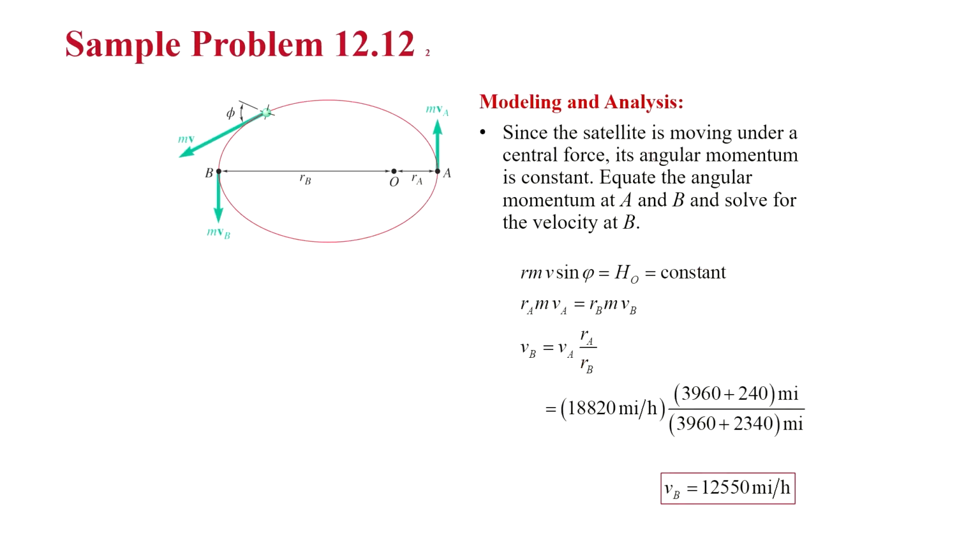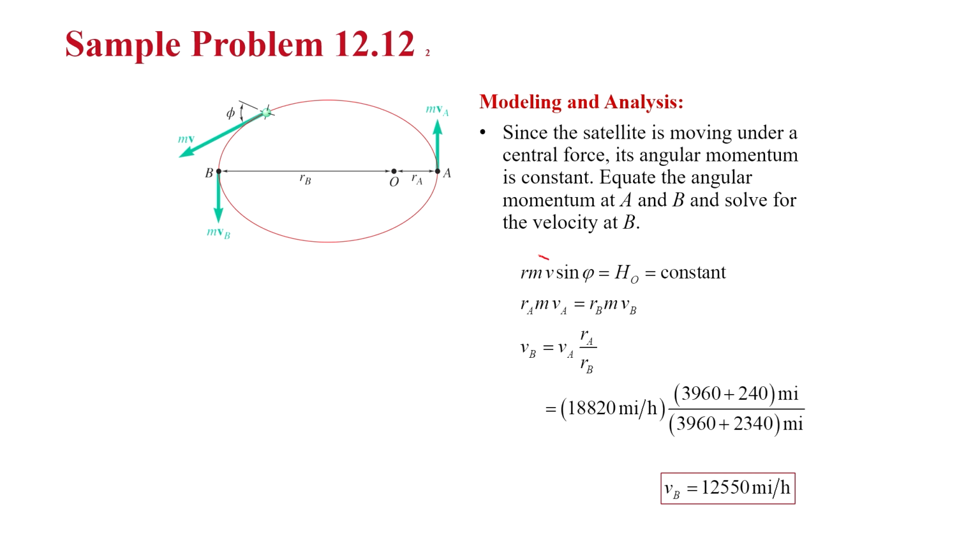So a satellite is moving under a central force. Its angular momentum is constant. So that's a very important part. If the angular momentum is constant, then we know that the mass is not changing. Equate the angular momentum at A and B and solve for the velocity. Basically what they're saying is that since the mass is the same, here the velocity is going to be slower and here the velocity is going to be faster because there's a change in direction. Okay, but the mass is the same.